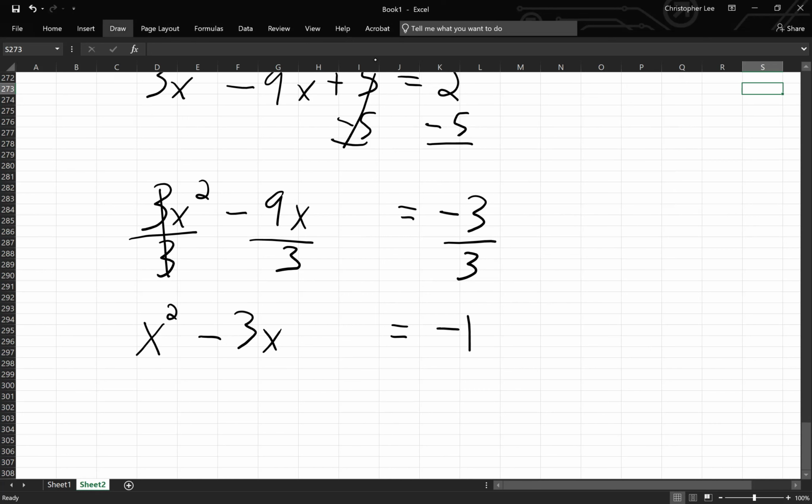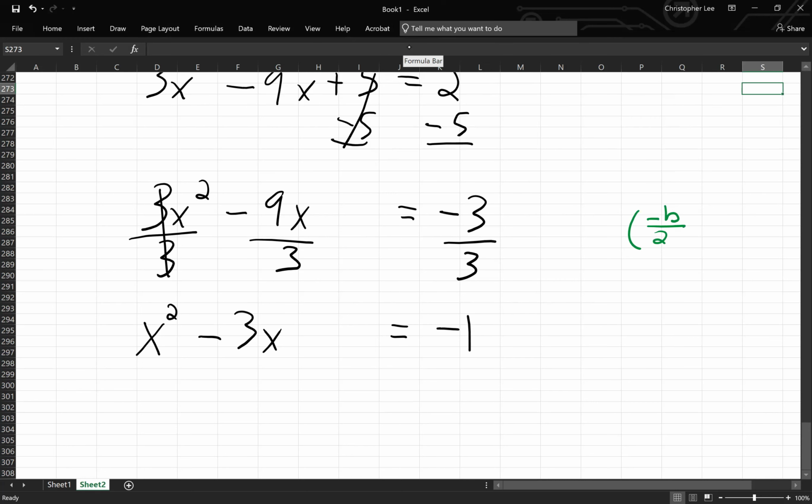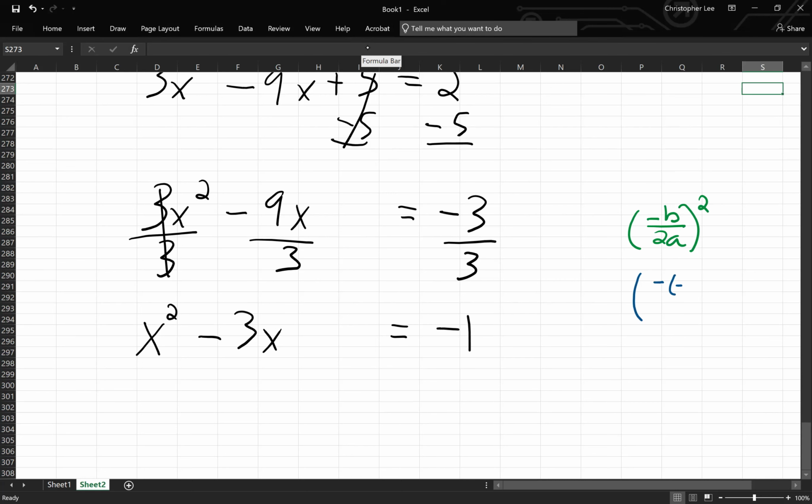Now we remember my formula, right? It's -b over 2a squared, right? And then I want to just plug in my numbers. So this is going to be negative of -3 divided by 2 times 1 squared. When you do the math on that, what does that become? That becomes 3 over 2 squared, which becomes what? 9 over 4.